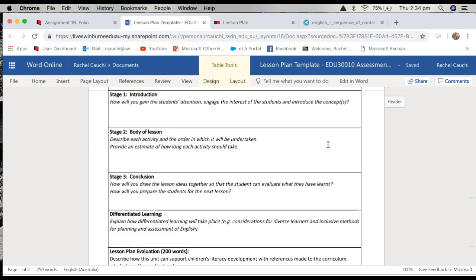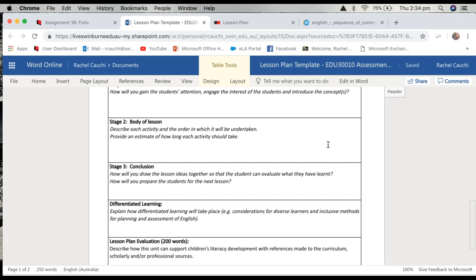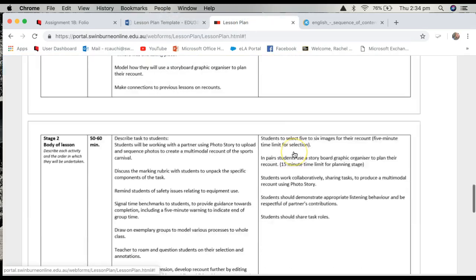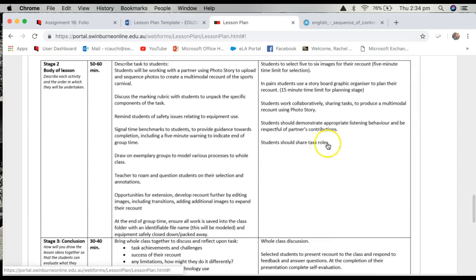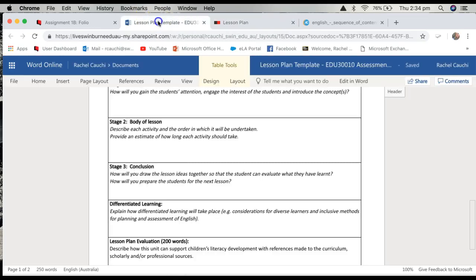So for the body of the lesson, you're going to describe each activity and the order in which it's undertaken and provide an estimate of how long each activity should take. I'm not assuming that's going to be too difficult. You might have done it before if you've done prac, where you just talk through each part of the activity and what students are going to be doing and roughly how long it's going to take. So we have a look at this one. It's got things like, the students are going to get 5 to 6 images. They're going to put them in a graphic organizer. They're going to work in groups to do the recount, just talking through bit by bit what the students are going to be doing.